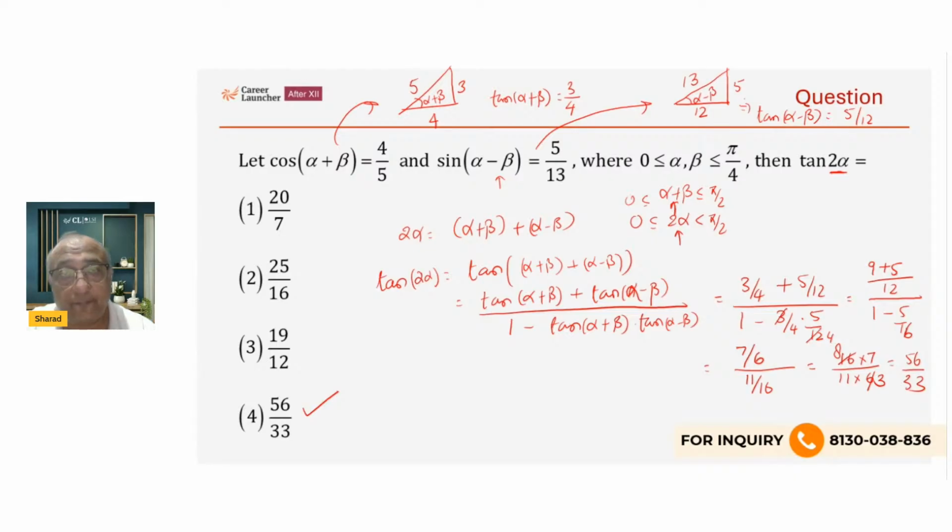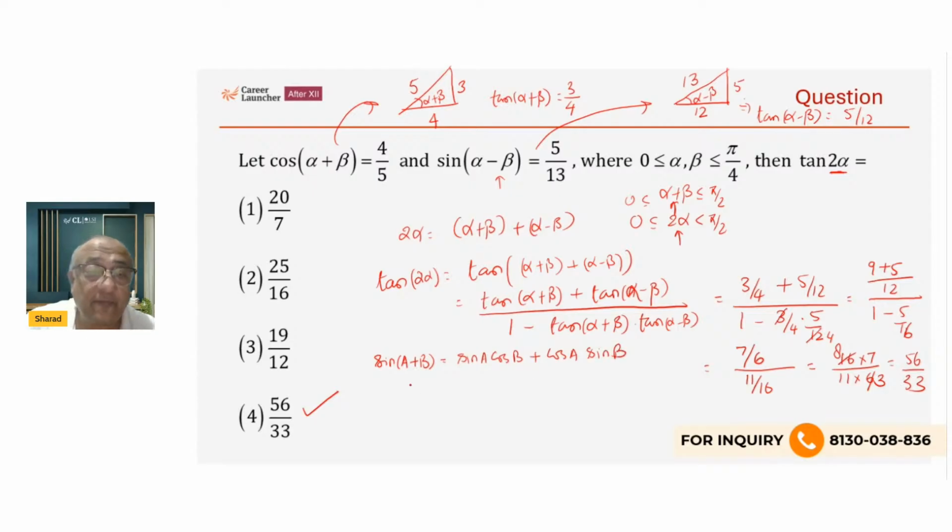Please note, I have used a little bit of logic and the formula of tan A plus B. So please remember these formulas, tan A plus B, sine A plus B. Let me also help you recall the formula of sine A plus B. Remember what this formula is? Sine A cos B plus cos A sine B.